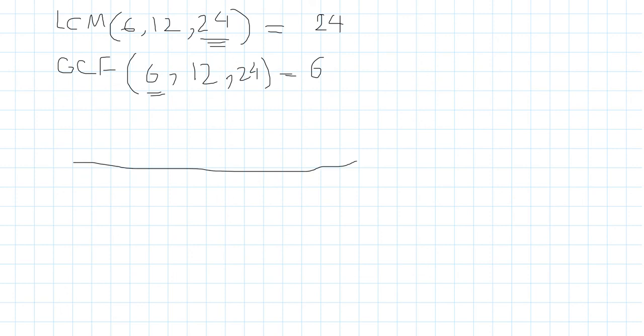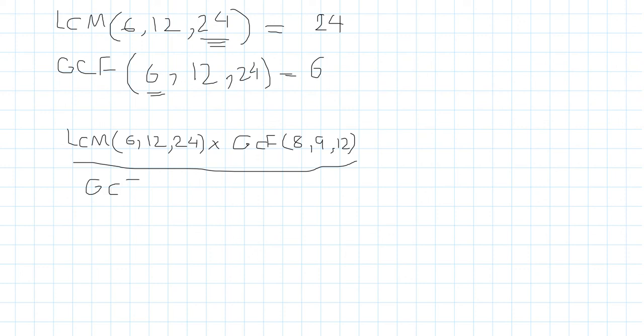Let's solve the last example. Suppose that we have a fraction like this: the LCM between 6, 12 and 24, times the GCF of 8, 9 and 12 that we solved, divided by the GCF of 8, 10 and 12, times the LCM of 8, 9 and 12.